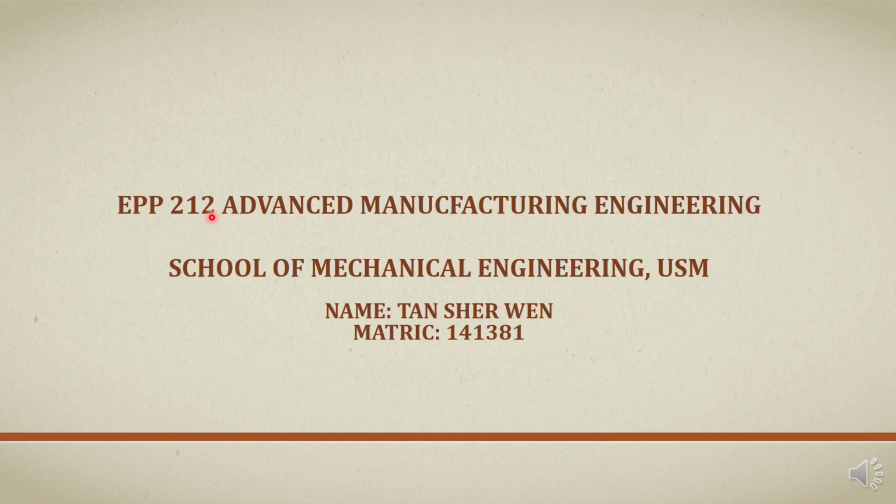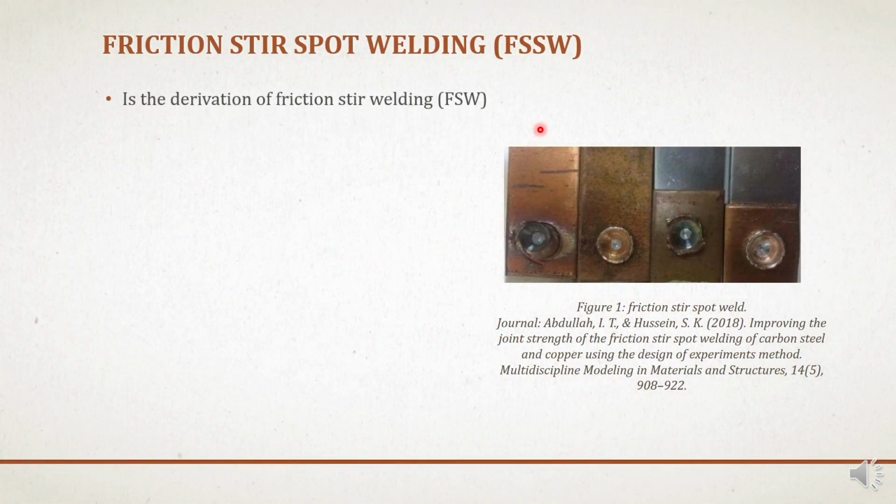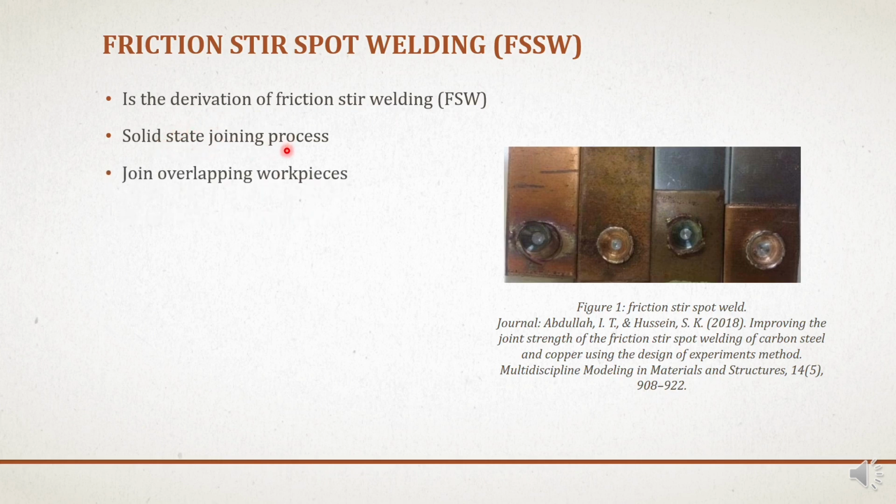For the course EPP 212 Advanced Manufacturing Engineering, we were given a topic to study about the technology and also discuss the future front for this technology. The topic I was given is friction stir spot welding of dissimilar material. Friction stir spot welding is a derivation of friction stir welding, and it is similar to friction stir welding in that it is a solid state joining process, and it joins overlapping workpieces.